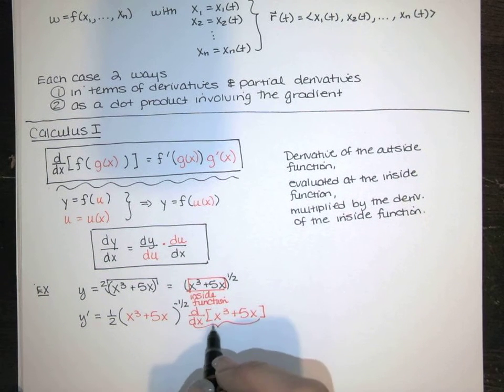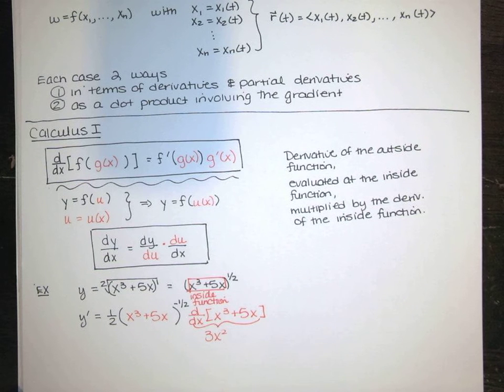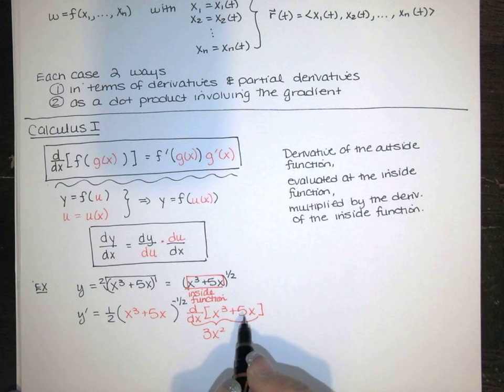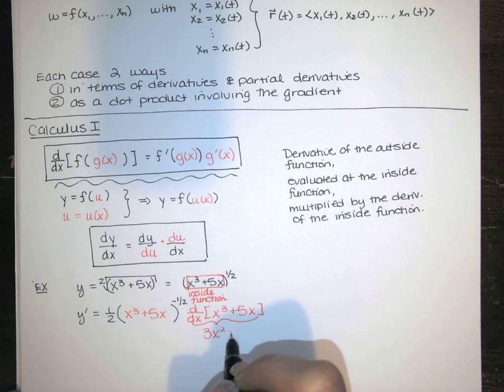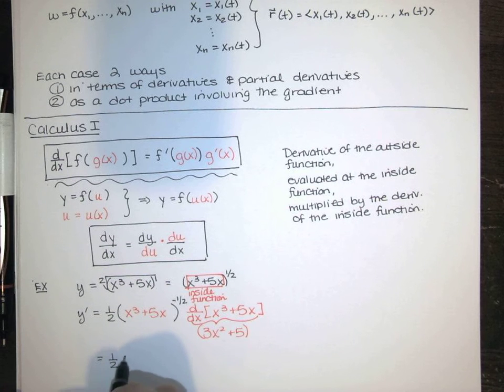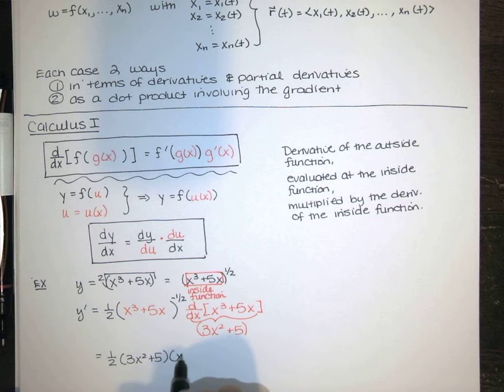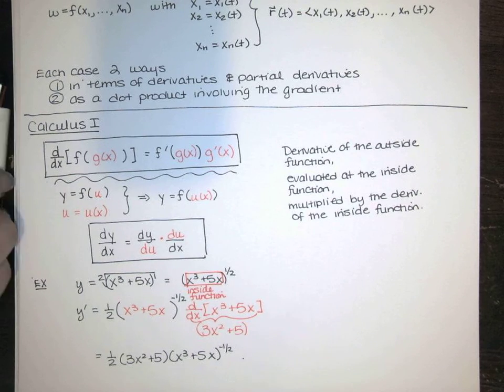Derivative of the inside is just 3x squared, because I'm bringing my power down, multiplying by x to the 1 less power. And then I'm adding a constant, the derivative of a constant times x. The derivative of a constant times x is just my constant. So by the chain rule, this is 1/2 times the quantity 3x squared plus 5, all of that times this quantity to the negative 1/2. If you prefer, you can write that in the denominator under a radical, that's fine. But that's just the Calc 1 chain rule.